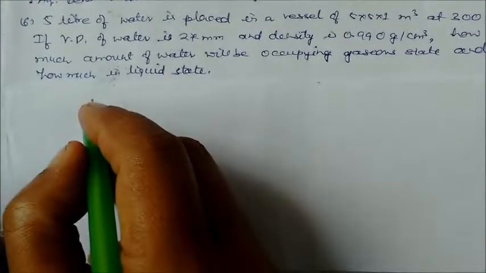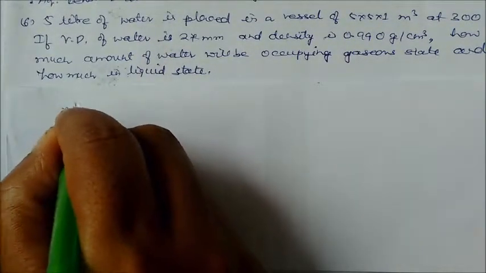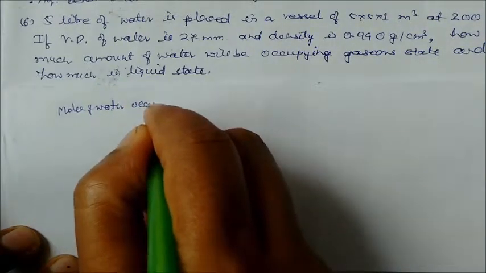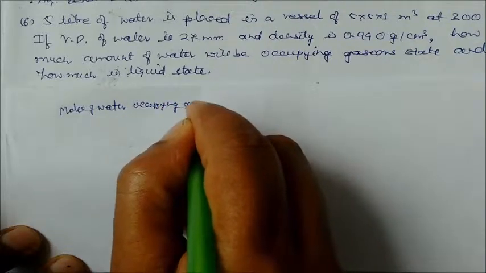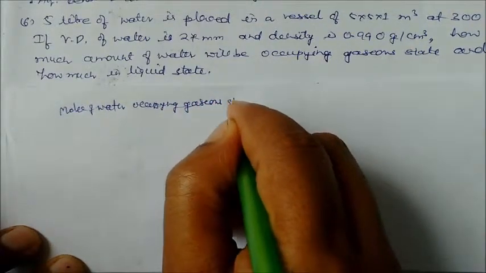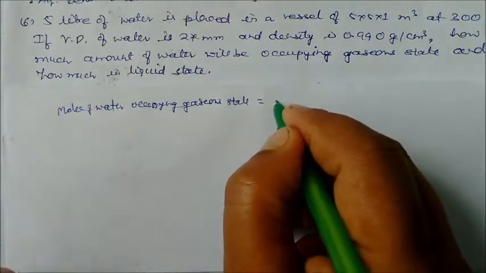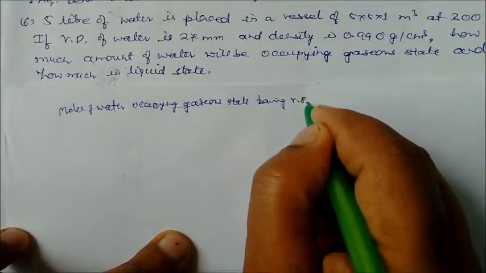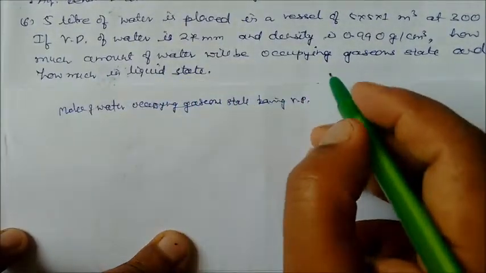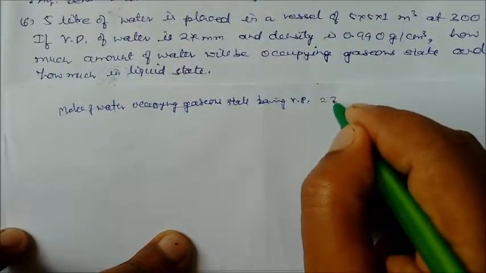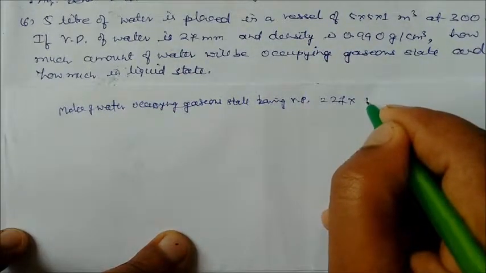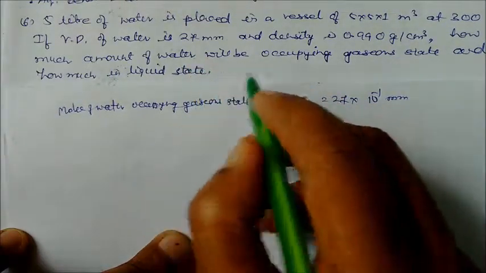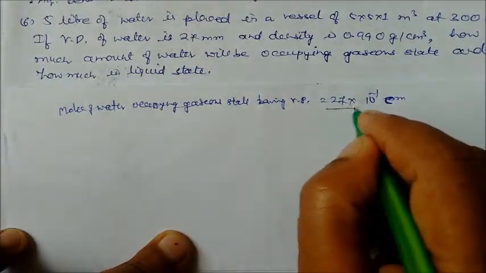So first you find the moles of water occupying the gaseous state. That state is having the vapor pressure, so the vapor pressure will be the same only. Same means how much? 27 millimeter. 27 means 27 into 10 to the power minus 1, so this is in millimeter and we are converting to centimeter. This is the vapor pressure of the water vapor.